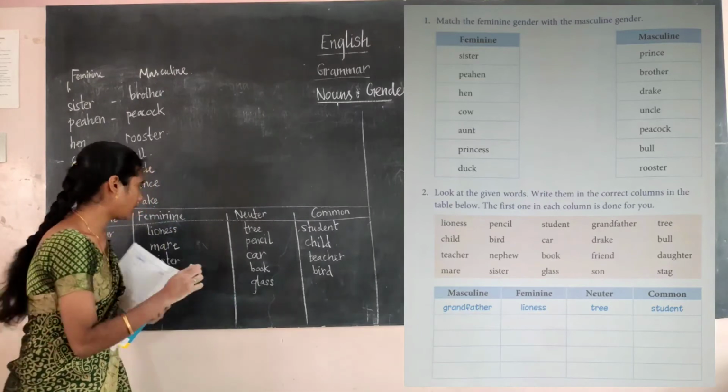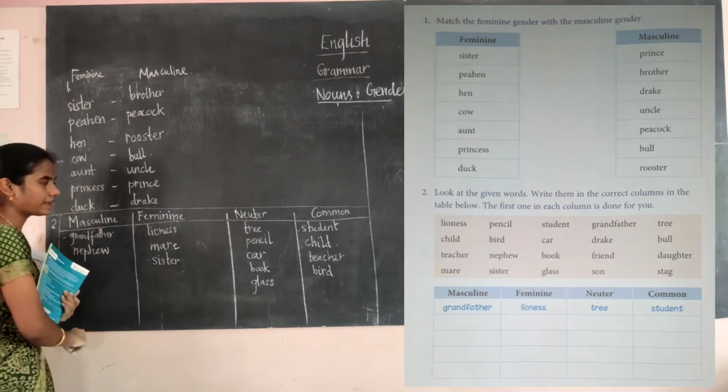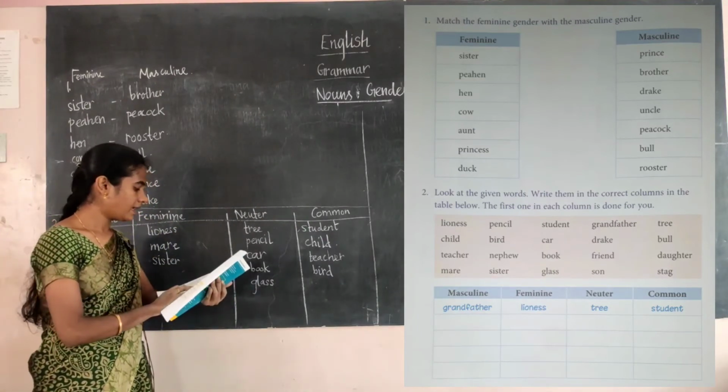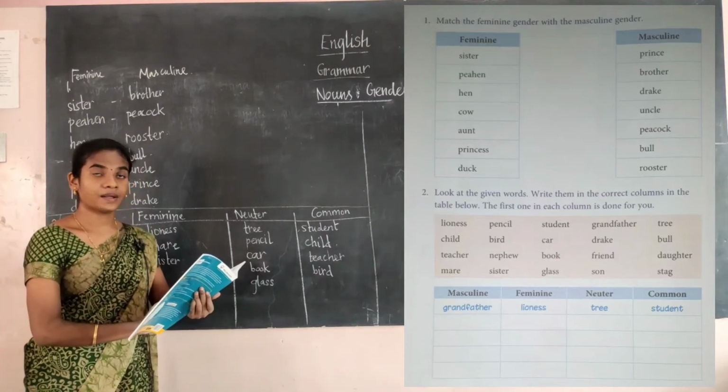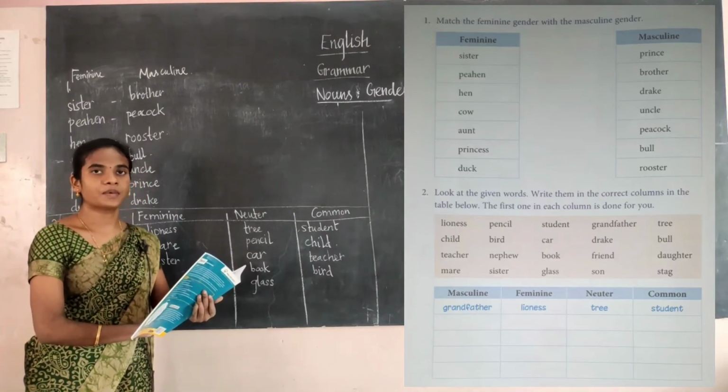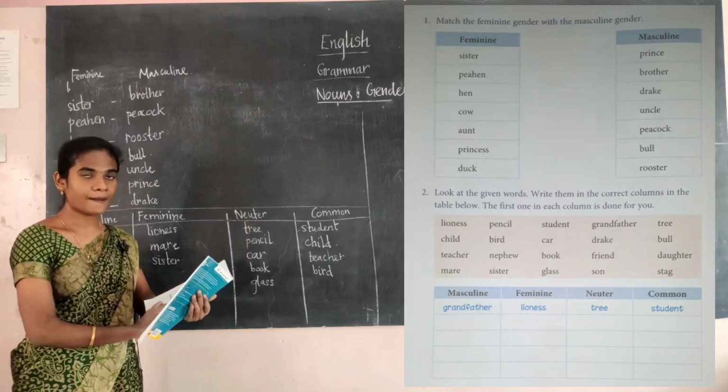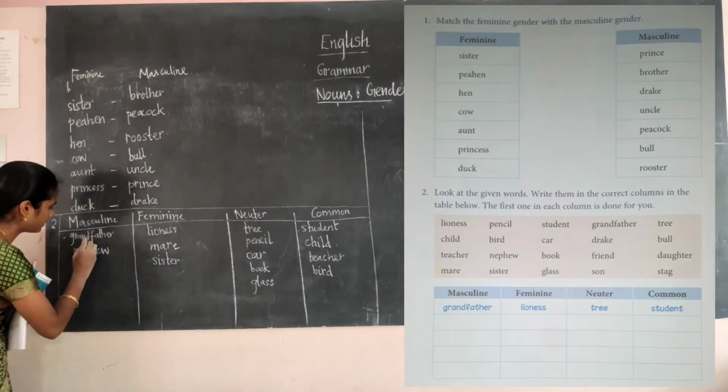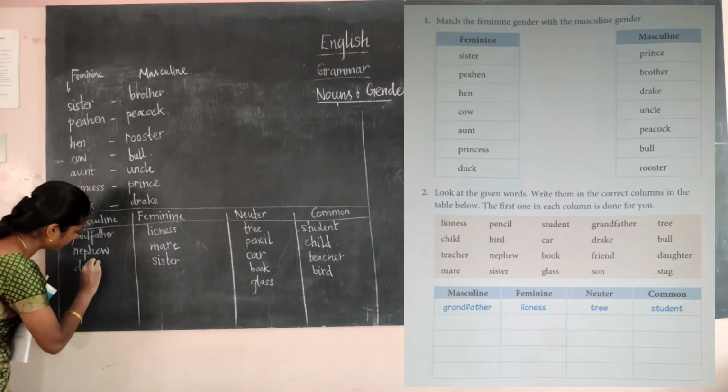Then next, grandfather. It's a masculine. Already they have written grandfather, so no need of writing. Then drake. Drake means the male duck. What is the name of a male duck? Drake. So it comes under the masculine.